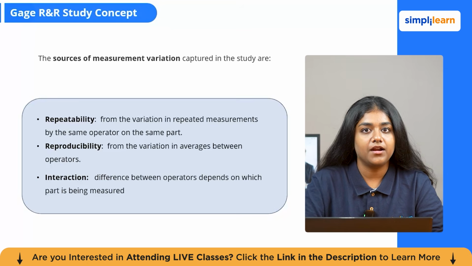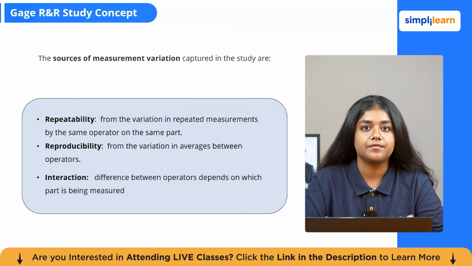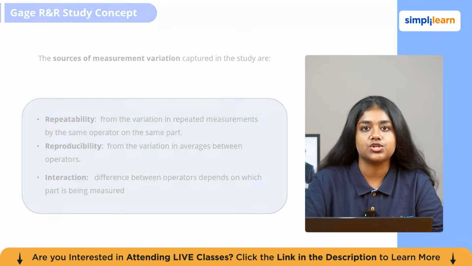So when operator by part interaction is present, it may suggest that the measurement method is difficult to apply consistently across the full range of parts. It may also indicate that the part shape, surface condition, size or measurement location affects how operators take the readings. The result is a picture of how your measurement system's variation is distributed across these sources and how that compares to the total variation you care about.